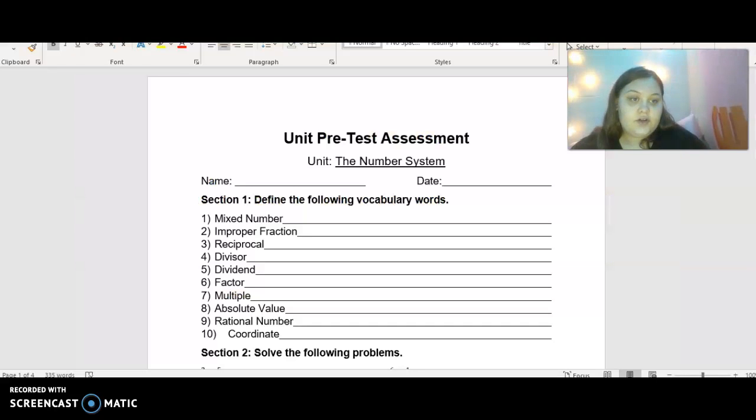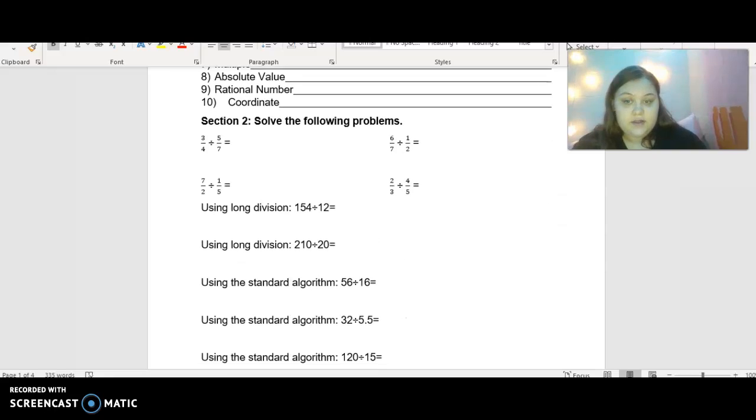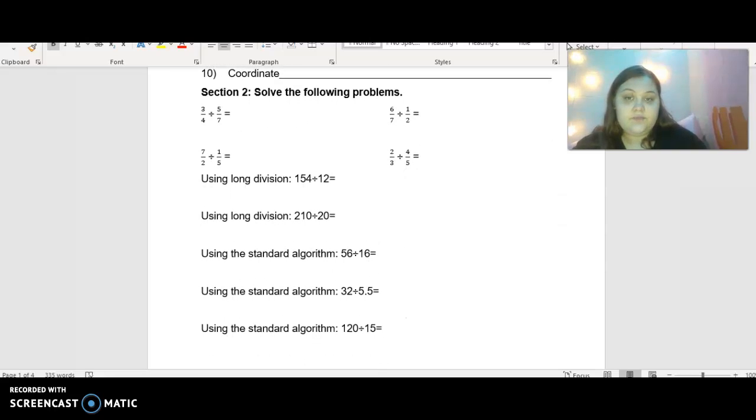So we're first going to start off by taking a pre-test, but I do not want you to worry about it. It is not worth a grade. This test is just to show me what you already know and what we need to work on more throughout our lesson. So in the first section we have 10 vocabulary words that you're going to define the best as you can. In the second one, we have a series of problems that you need to solve.